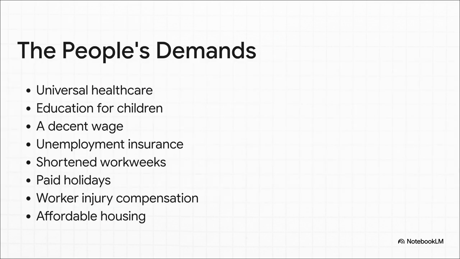And look at this list. These weren't just some abstract ideas. These were real, life-changing demands. Universal health care, education for your kids, a decent wage, a safety net if you lose your job. These are the things we now call the social safety net. Each and every one of these was a hard-fought battle that helped bend that curve back down toward equality.